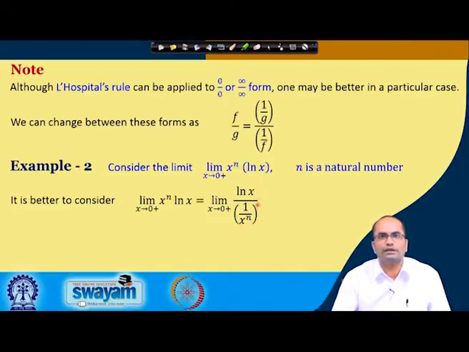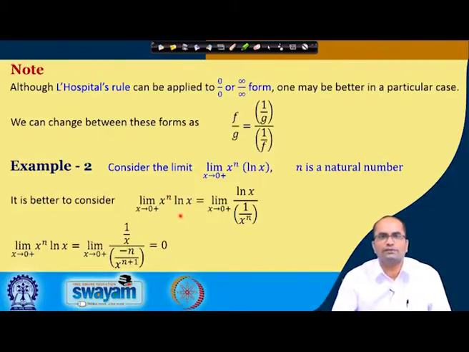So, we have the infinity by infinity form, and in this case the derivative of ln x is simply 1 over x, and the derivative of 1 over x power n is minus n over x power n plus 1, and then we can simplify this. So, we have the limit 0, because we have x power n, and n is a natural number, 1, 2, 3. Whatever n is, we will get some x power something there, and as x goes to 0, it will become 0.